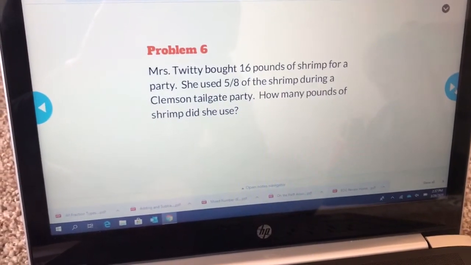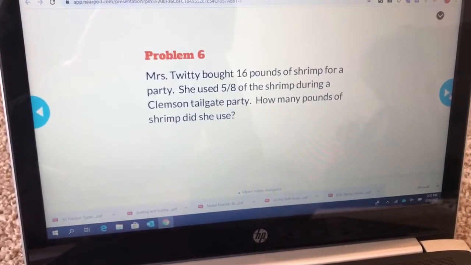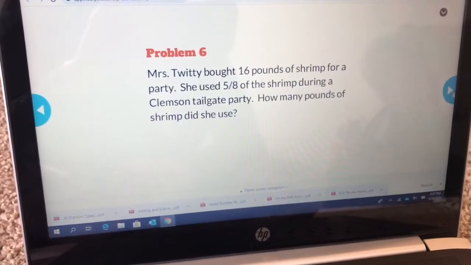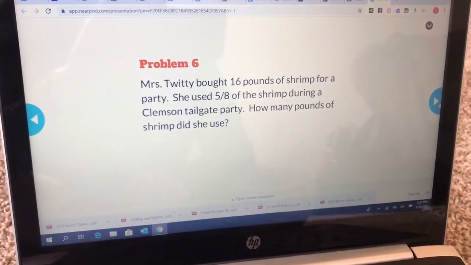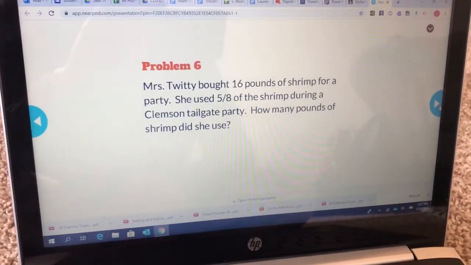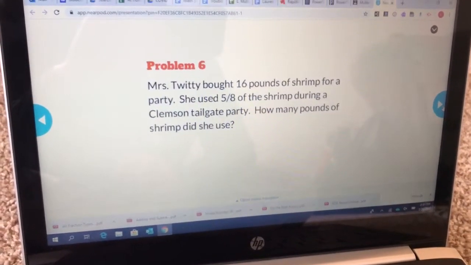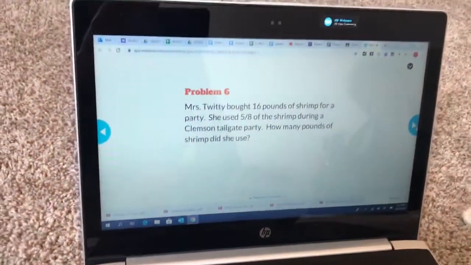Each person isn't eating 5/8 of a shrimp. We have 16 pounds as a whole, and we're only taking part of it. So when we have a whole, like 16, and we're taking a fractional part of it, that is when we solve it using our fraction of a set method. So this is how I would solve problem number 6.